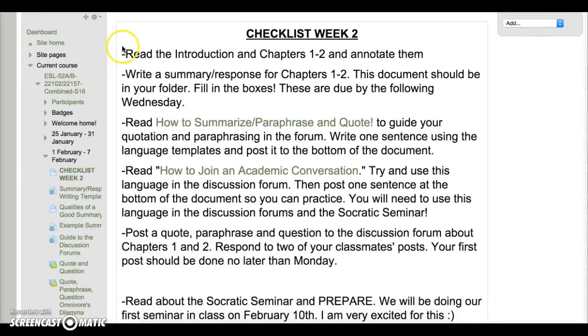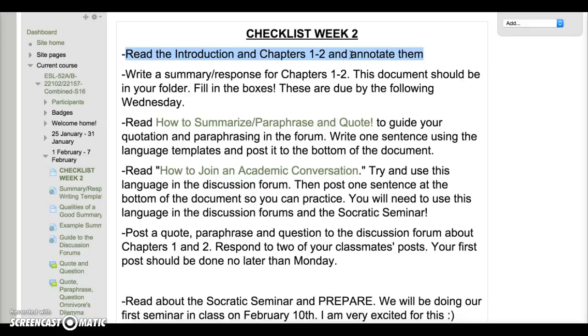So the first thing you have to do is to read the introduction and chapters 1 and 2 of Omnivore's Dilemma and mark them up. Annotate, just like we talked about last week, like I talked about in my video. Make lots of notes. You can do that on Post-its. You can use a highlighter. You can write in your book. But these notes are going to help prepare you for your discussion and for your writing.